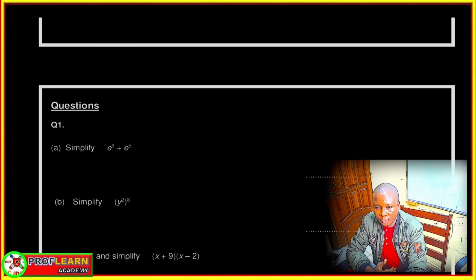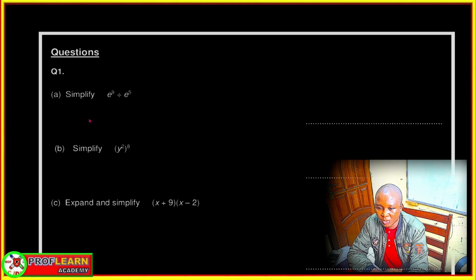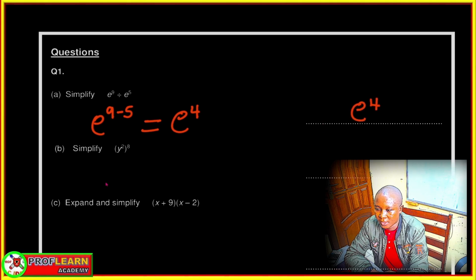For instance, you have to know how to work out questions to do with indices, because a question must be set from there. Indices and simplifying expressions. For instance, when two variables of the same base having different powers are divided, then you subtract the powers, and our answer is going to be 9 minus 5, which is 4. But if you have a bracket like y squared in brackets raised to power 8, you are going to multiply the powers in such a case.